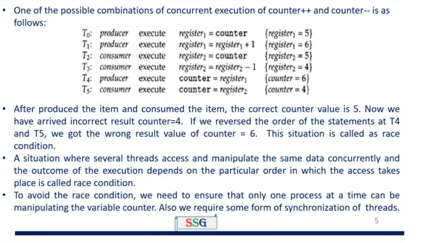To avoid the race condition, we need to ensure that only one process, that is, one thread at a time, can be manipulating the variable counter. That means a common variable used in more than one thread is accessed by only one thread. Also we require some form of synchronization of threads. This concept is called synchronization. Synchronization means common variables are accessed by only one thread at a time. More than one thread cannot access the common variable at the same time.